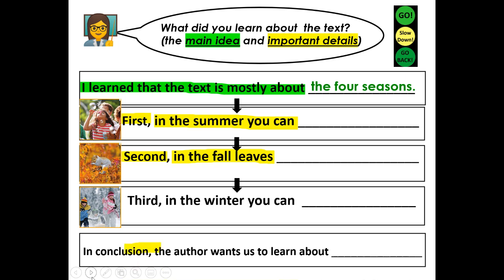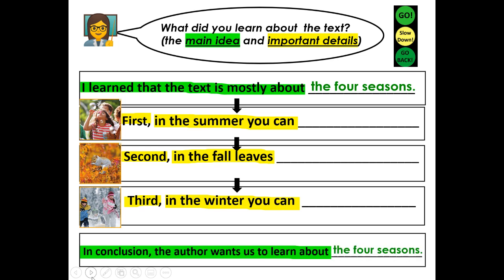And then third, in the winter, you can. What can you do in the winter? Third, in the winter, you can. So push pause, write your third yellow sentence, and when you're done writing your third yellow sentence, push play. All right, so in conclusion, the author wants us to learn about the four seasons. That's our conclusion. We're reminding the reader of the main idea.